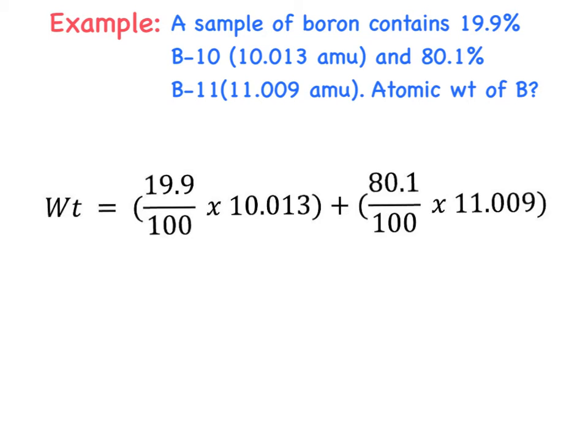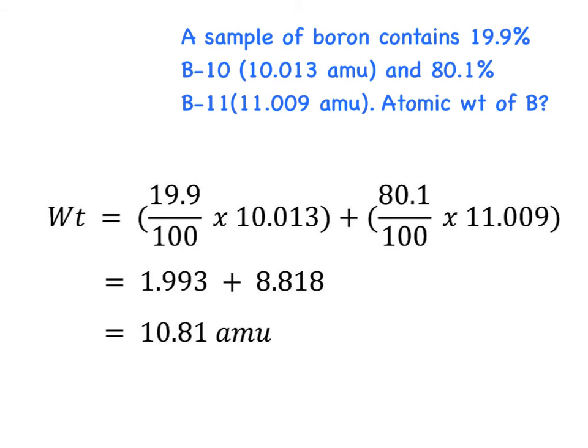We simply look at the percentage and multiply it by the mass. As you can see, 19.9 over 100 times 10.013 plus 80.1 over 100 times 11.009. If we then do the sums in this, we see that we have these two, and we say that the RAM of boron is going to be 10.81 AMU.